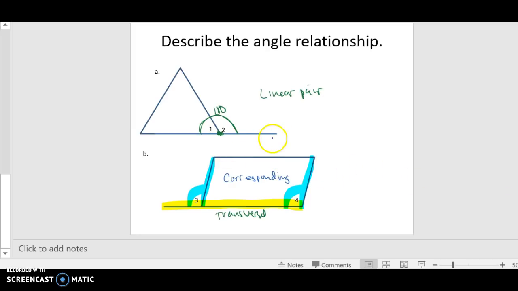So hopefully you understand how to identify what angle relationships they have, and it will help you tremendously in the next lesson. All right, go ahead and try the homework.